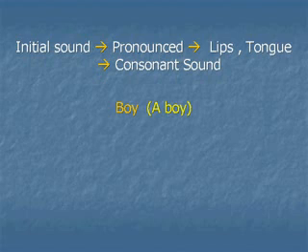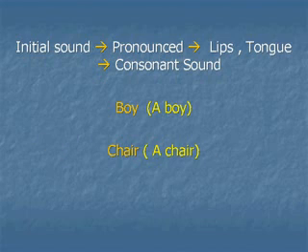Try to say boy, b. So you're making this initial sound using your lips, b. So the initial sound is b, which is not a vowel sound. The sound is not coming directly from your throat. B does not come from your throat. You make this sound using your lips, b, boy. So the initial sound is a consonant sound. That's why we are using a before boy.